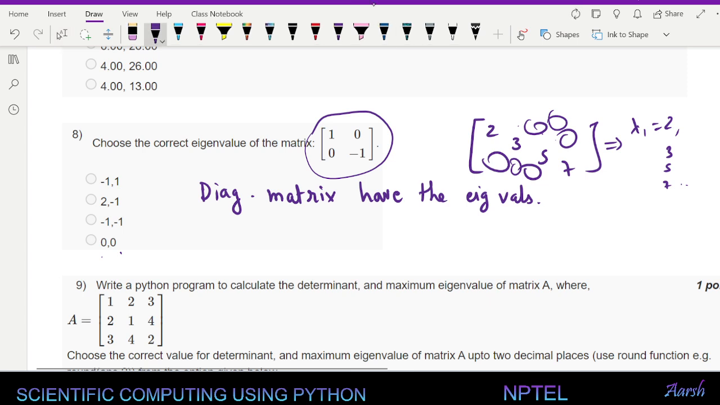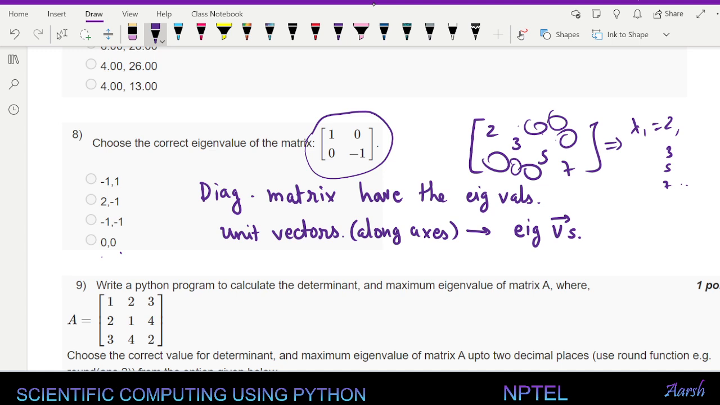Eigenvectors would be the unit vectors, unit vectors along the axes. Those will be your eigenvectors. You can convince yourself. If you do the calculation, you will find exactly the same thing.